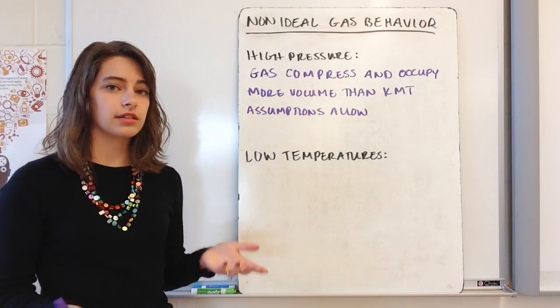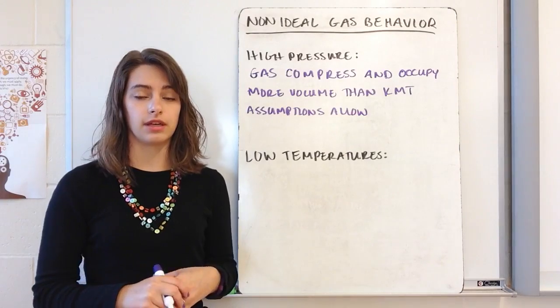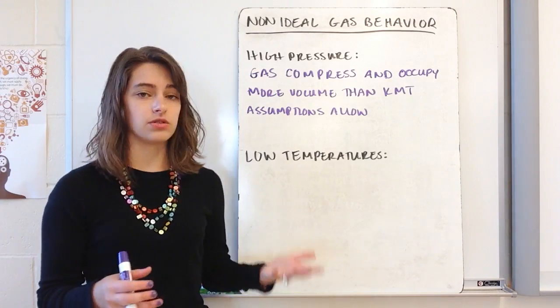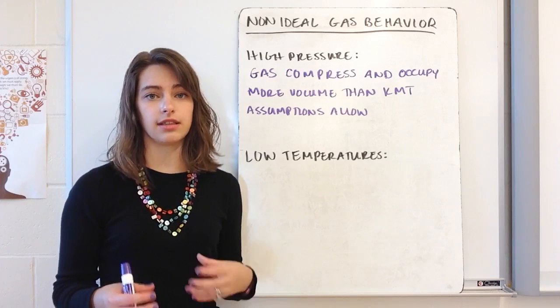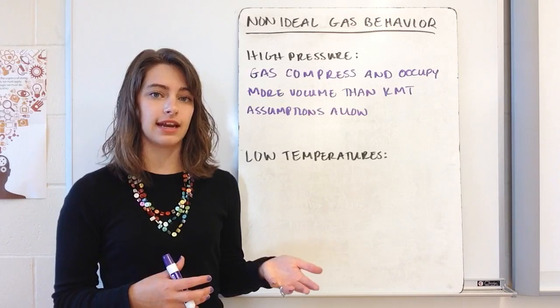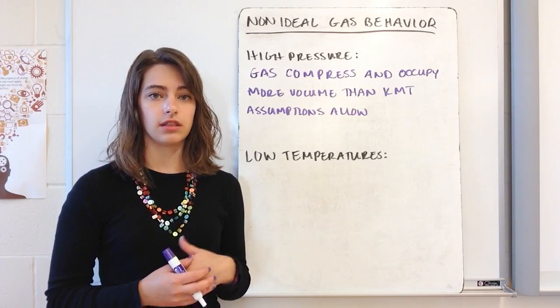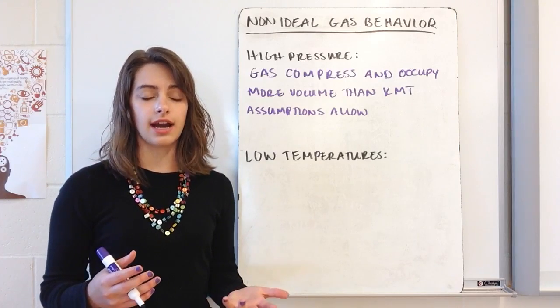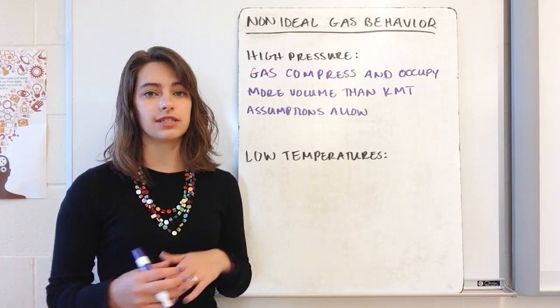Our kinetic molecular theory says the gas particles themselves need to occupy no volume. However, as you start to increase the pressures, you start to see that those gas particles are actually occupying volume, and so we have to take that into account when we go to calculate the pressure of a larger volume of gas. We can also see non-ideal behavior if we dramatically decrease the temperature.